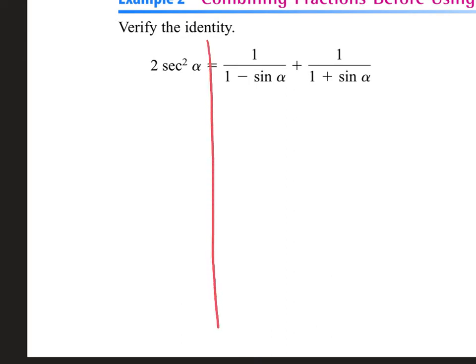Which side do we want to start working with, the left or the right? The right. We always want to start with the more complicated side. So what should we do first? Get rid of the fractions. Our goal is to simplify and make smaller because we see we have one term over here. So eventually we're going to get this to be one term. How can we combine these two fractions together? What do we need in order to add fractions?